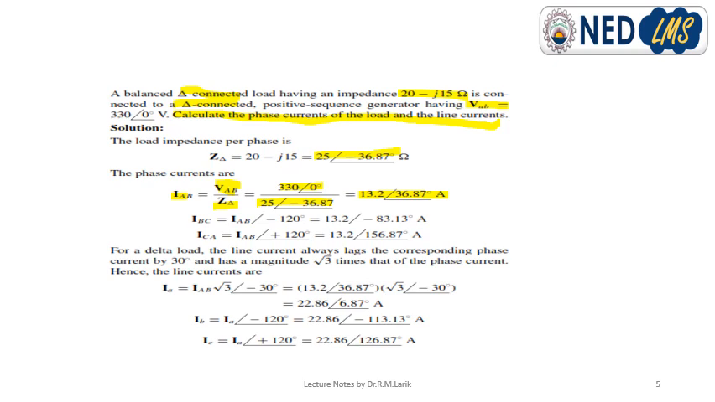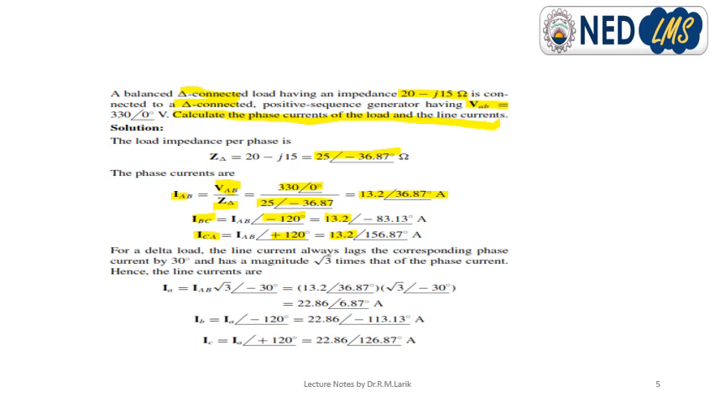Similarly, you get the respective phase currents IBC and ICA just by subtracting 120 degree from the first phase, and minus 240 or plus 120 degree from the second phase. So see, in all the cases the magnitude of the current being same because it is a balanced delta connected system, but the angle being different.